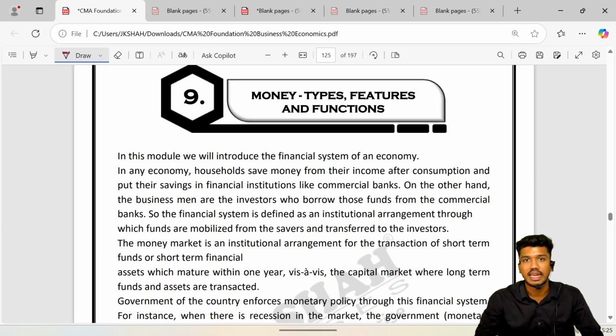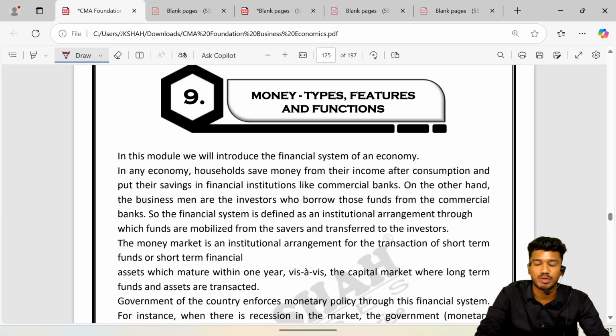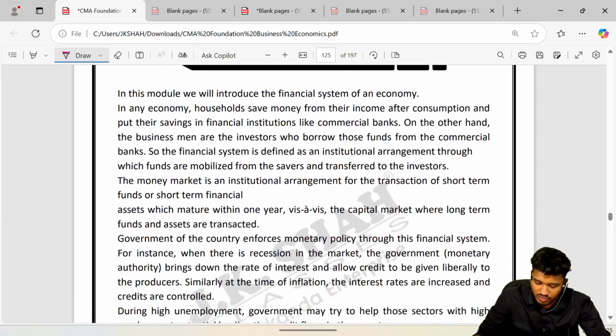Okay guys, let's start with the next concept, that is money: types, features and functions of money. We're going to start the money module, and then move to money and banking. We'll complete banking also, and we'll also complete money market instruments. So let's move forward in the topic of money, its functions and types.